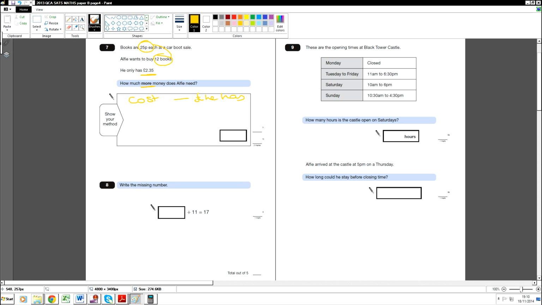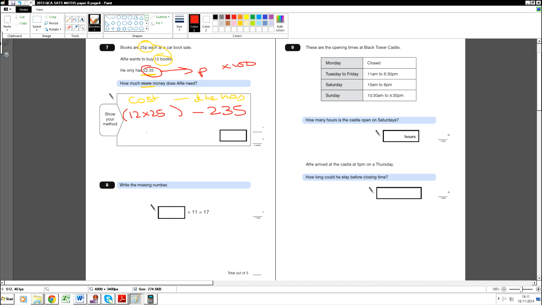So let's work out the cost of the books. Now, let's look at a calculation, please, folks. To work out the cost of the books, you multiply 12 by 25. Remember this is in pence. How much does he have? £2.35. You have to change that into pence then. Okay, so what do you do? £3.